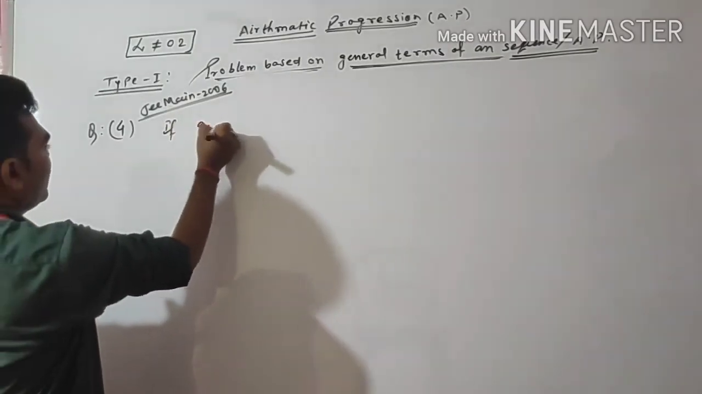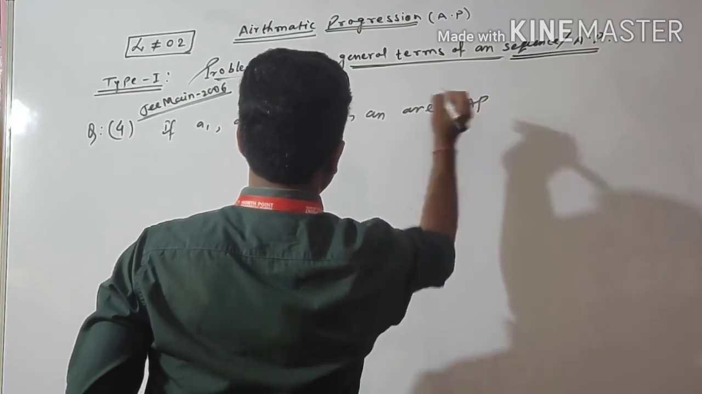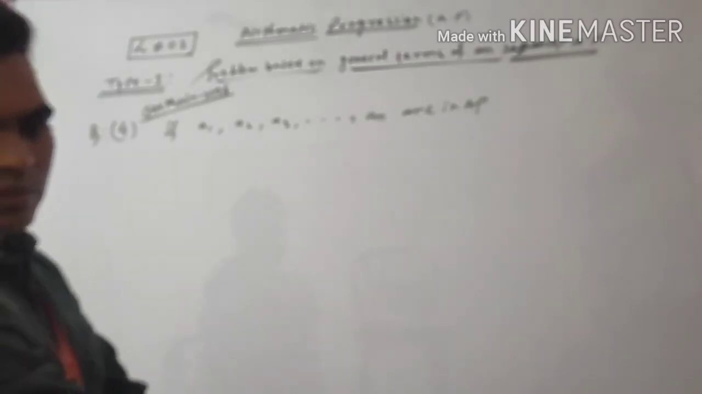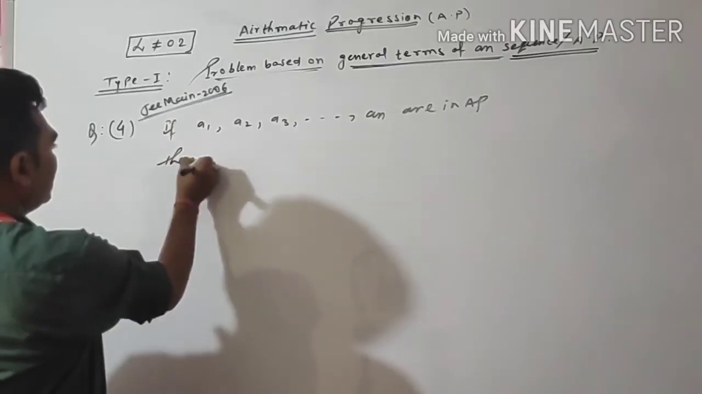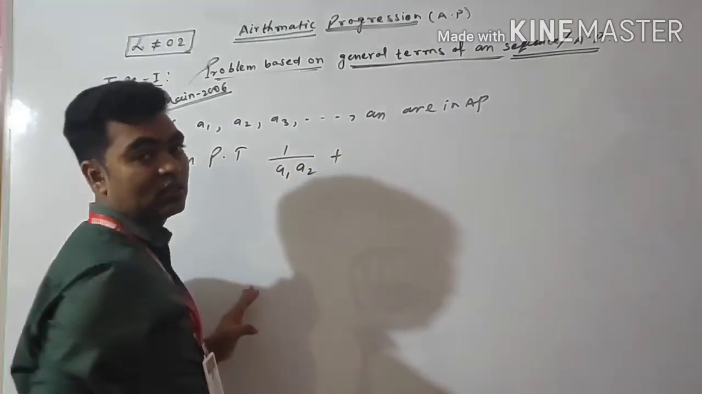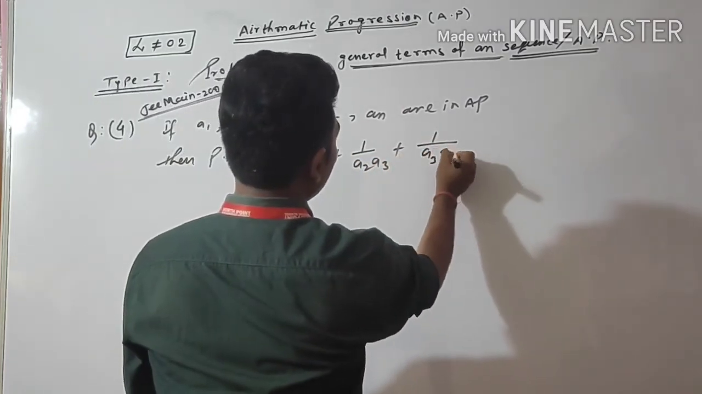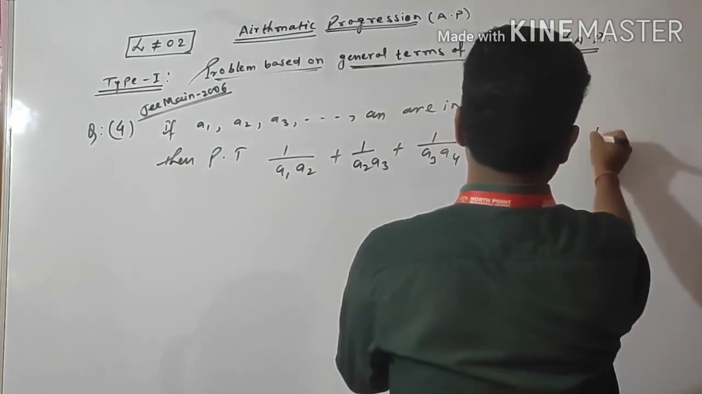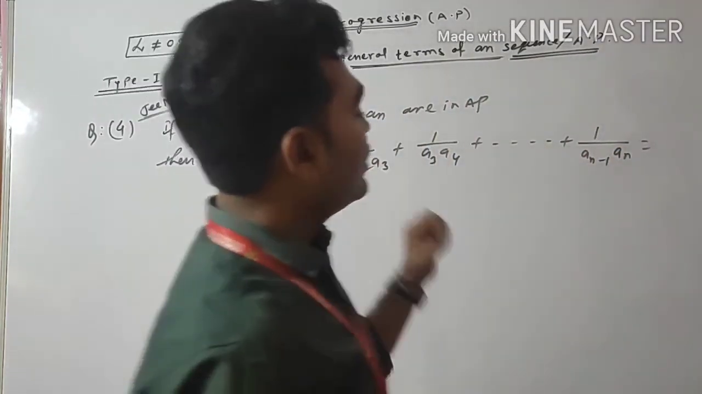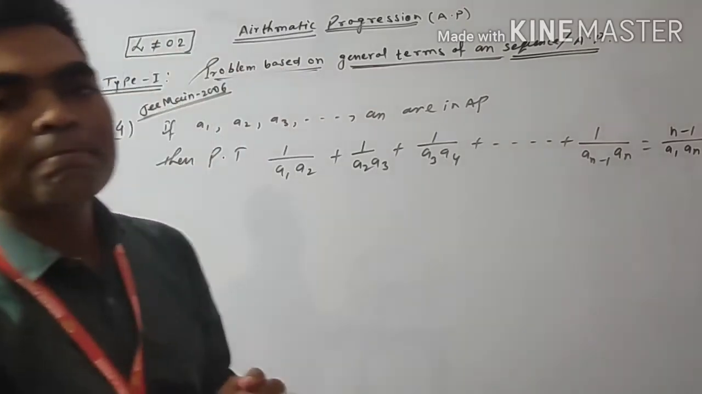If A1, A2, A3 up to An are in AP, then prove that 1 by A1 A2 plus 1 by A2 A3 plus 1 by A3 A4 plus up to 1 by An minus 1 An equals (n minus 1) by A1 An. Okay?